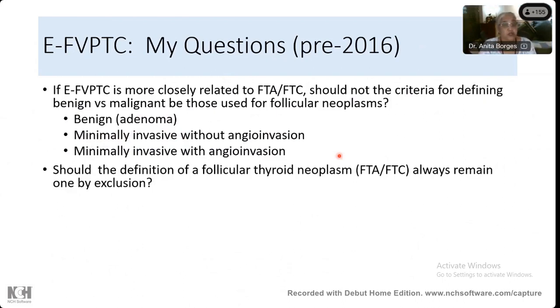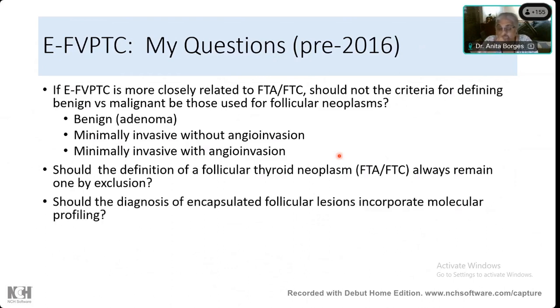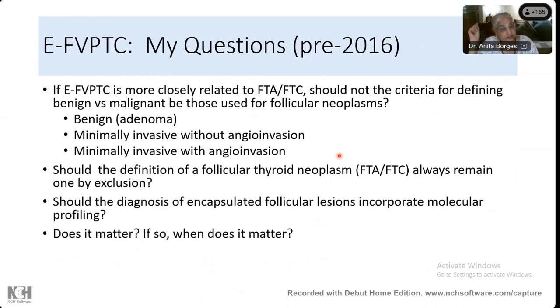Then, should the definition of follicular thyroid neoplasm always remain one by exclusion? Why should it be, because some of these tumors that have papillary thyroid nuclei are behaving exactly like their follicular adenoma counterparts. Then, all right, if you don't believe that, should the diagnosis of encapsulated follicular lesions incorporate molecular profiling, which is a little bit too far-fetched, because not only is it expensive, it's not available all over. And finally, the question that I have been asking all along: does it matter? And if so, when does it matter?